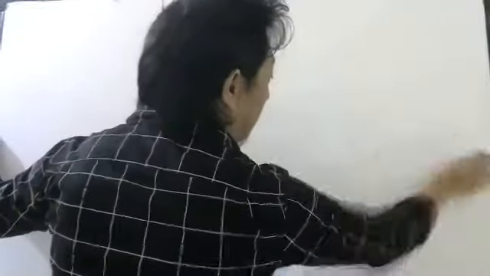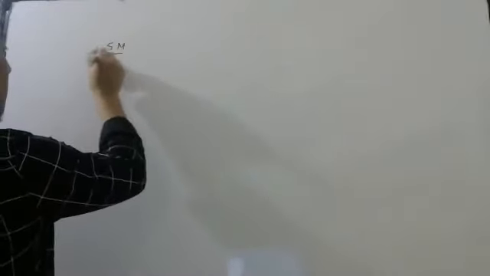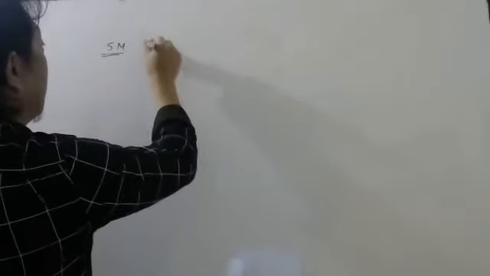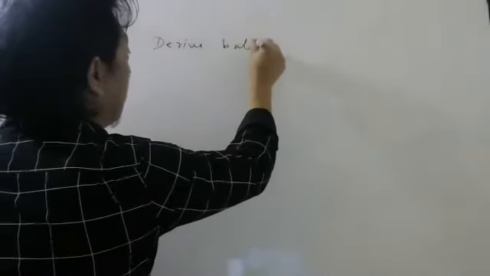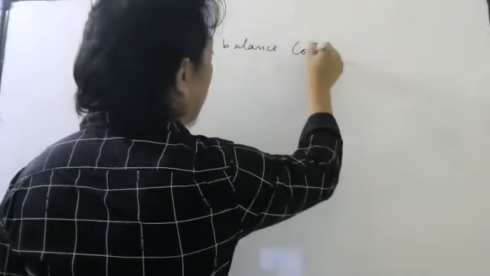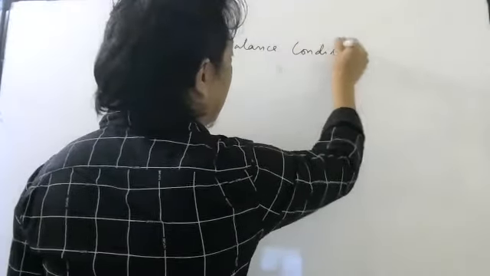Very, very important topic, the next one. It comes on a regular basis, usually for 5 marks in the board exam. 5 marks. Okay, and the question will be like this: derive balance condition. Please write down. Please write down. Don't be lazy.